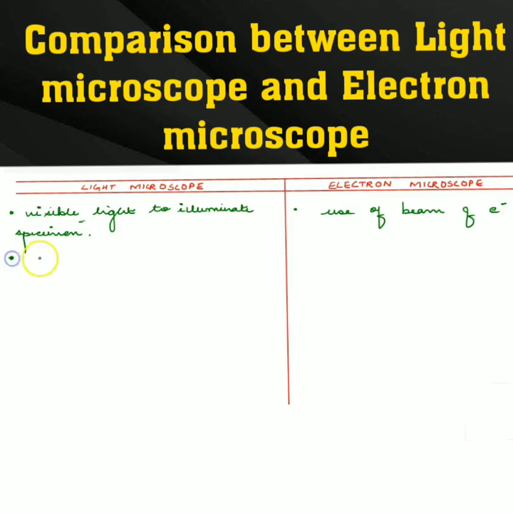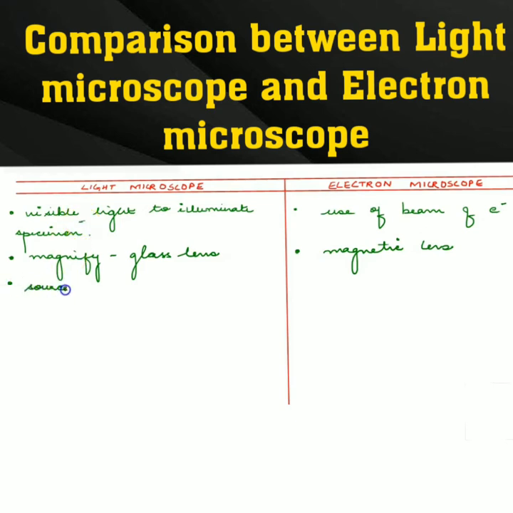In light microscope, for the magnification purpose, the glass lenses are used. There are objective lenses and eyepiece lenses which are made up of glass, whereas in electron microscope, the magnetic lenses are used.